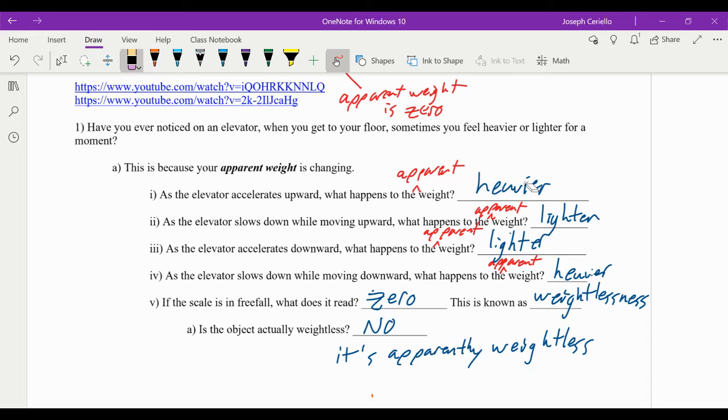I am not saying moving upward and moving downward simply change your apparent weight. You have to be accelerating up or down. All right.